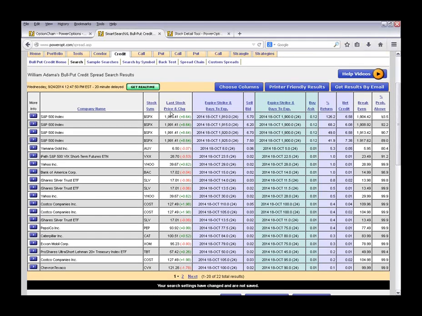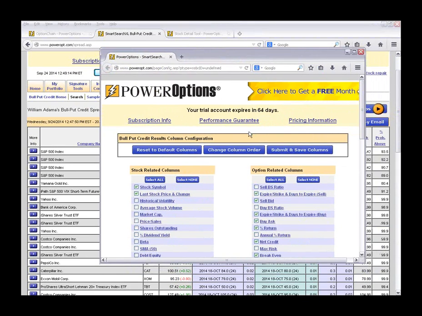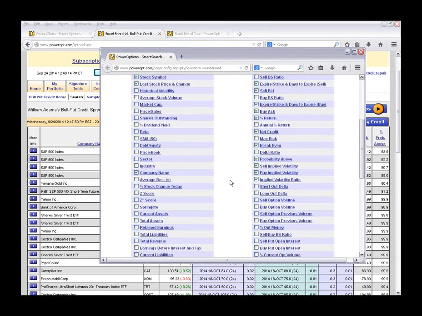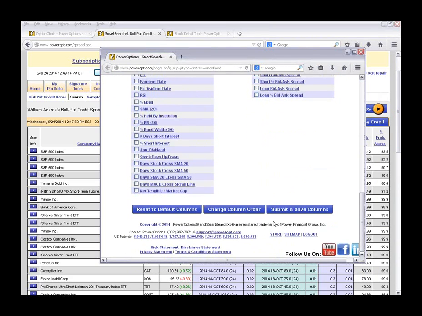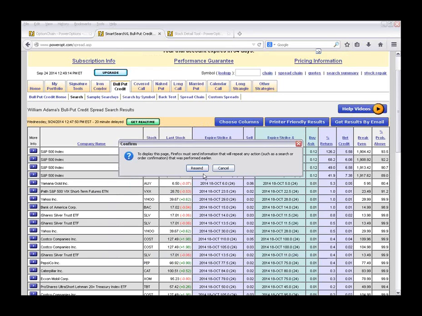Because everything does kind of go hand in hand, let's go into choose columns now. For our bull put credit spreads, we want to see the sell implied volatility, the buy implied volatility, and the implied volatility ratio as well. Let's go ahead and submit those. Let me prompt it, of course, to close the window to refresh the page.